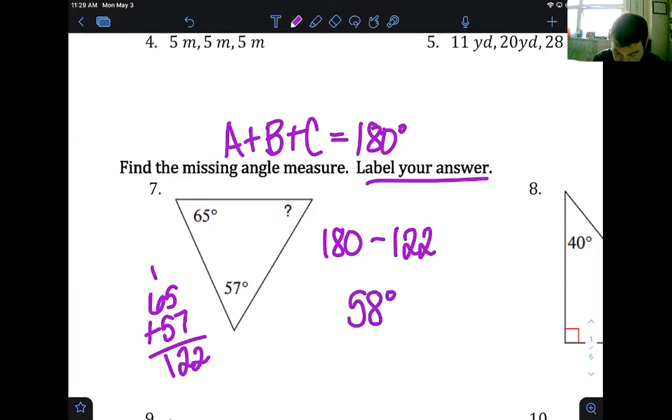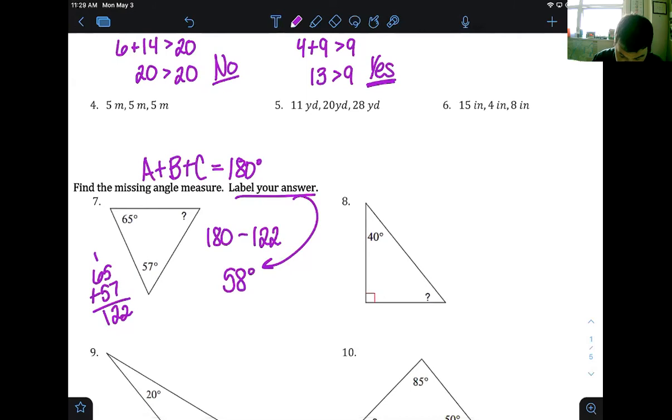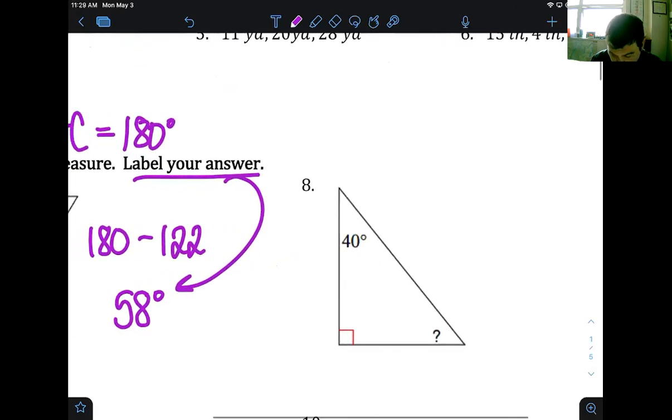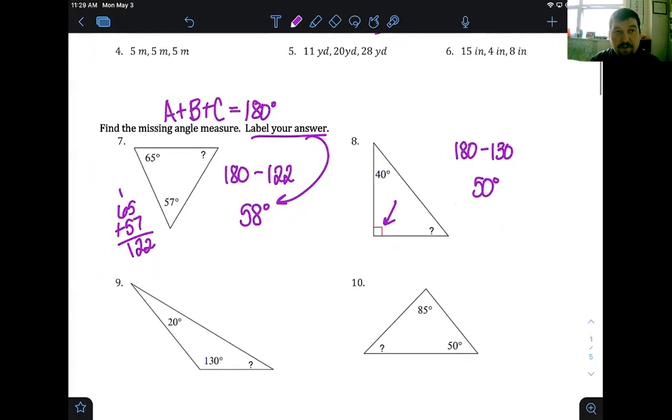So it says label your answer, and that's just what it means. Label it with the degree symbol, right? Show your work by showing what you're subtracting away from 180. Number 8, all triangles have 180 degrees. Subtract away the 2 angles you already know. Now this is a right angle, so you know it measures 90 degrees. 90 plus 40 is 130. So 180 minus 130 is going to be 50 degrees. Okay, so you can try some of those other ones on your own.